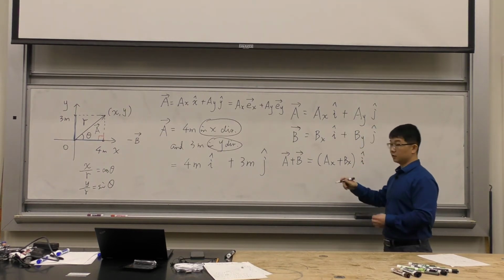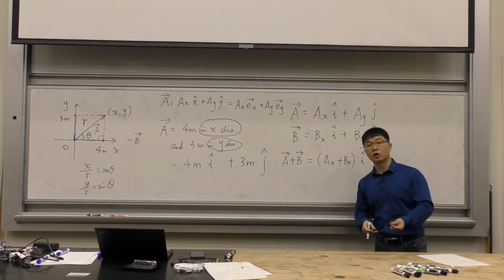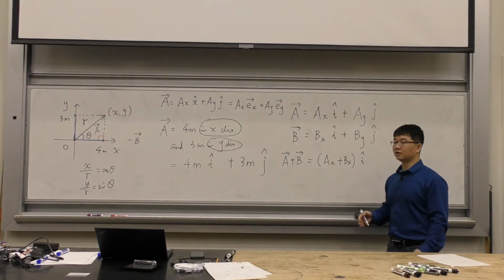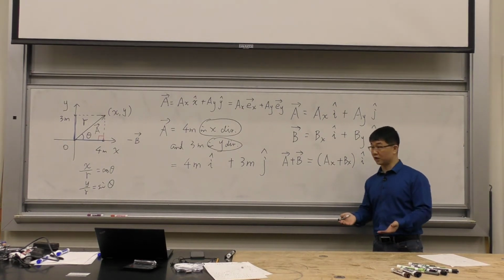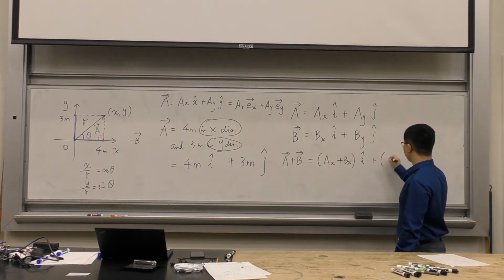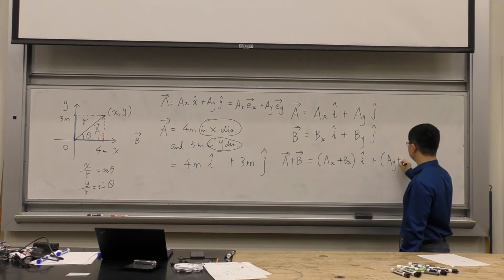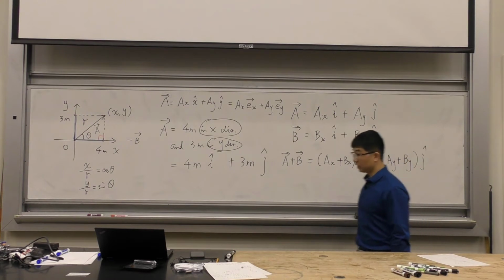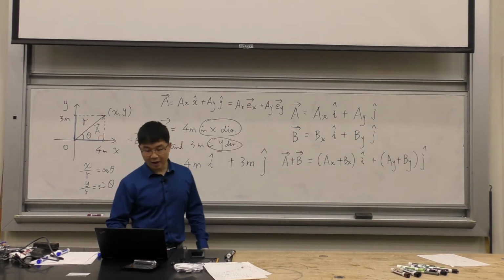That's going to give me a component in x direction, a new component. That new component is the x component of this new vector. Okay, and then I will get ay plus by j hat. So that's how I add two vectors.